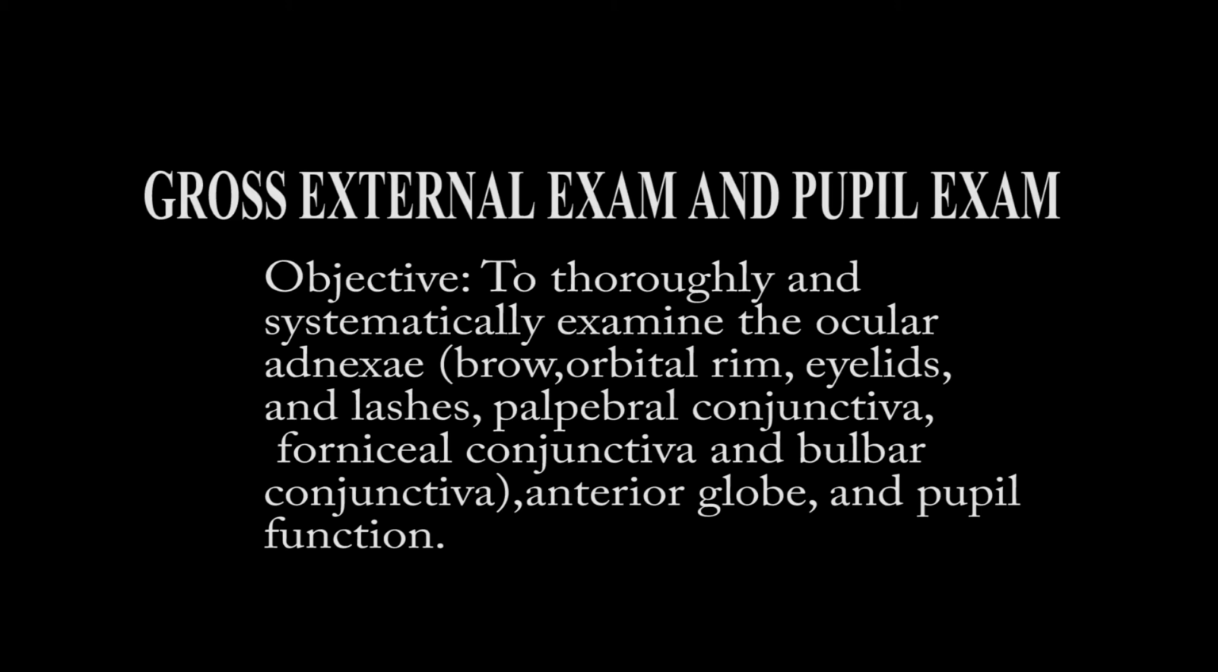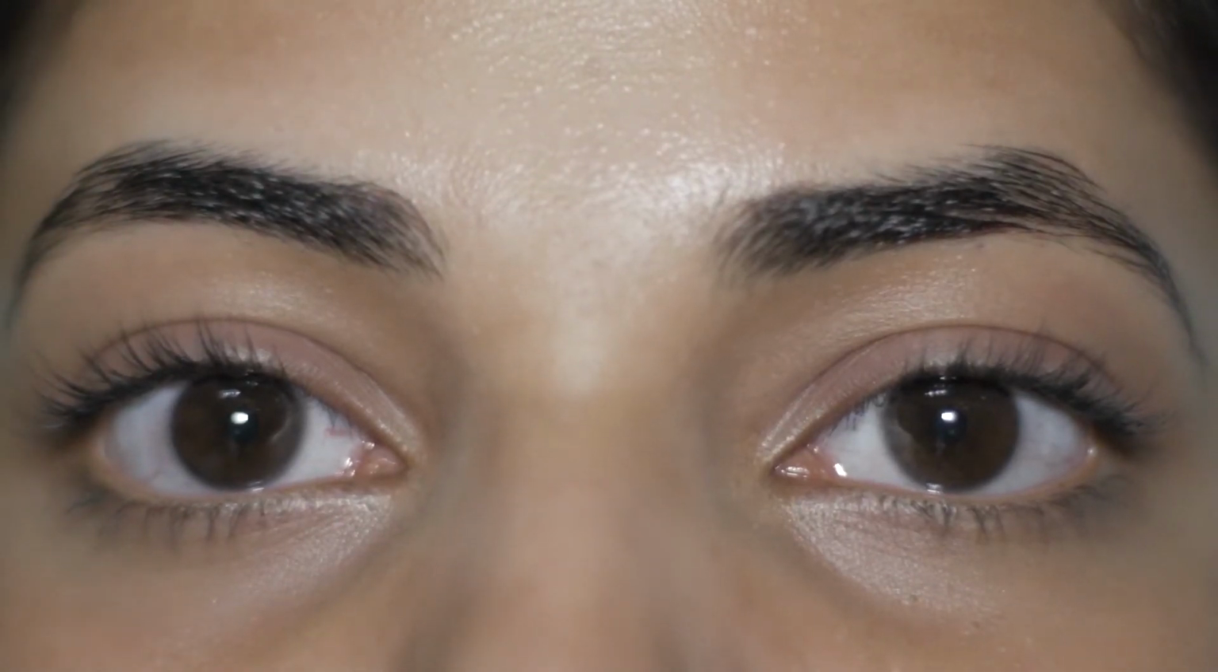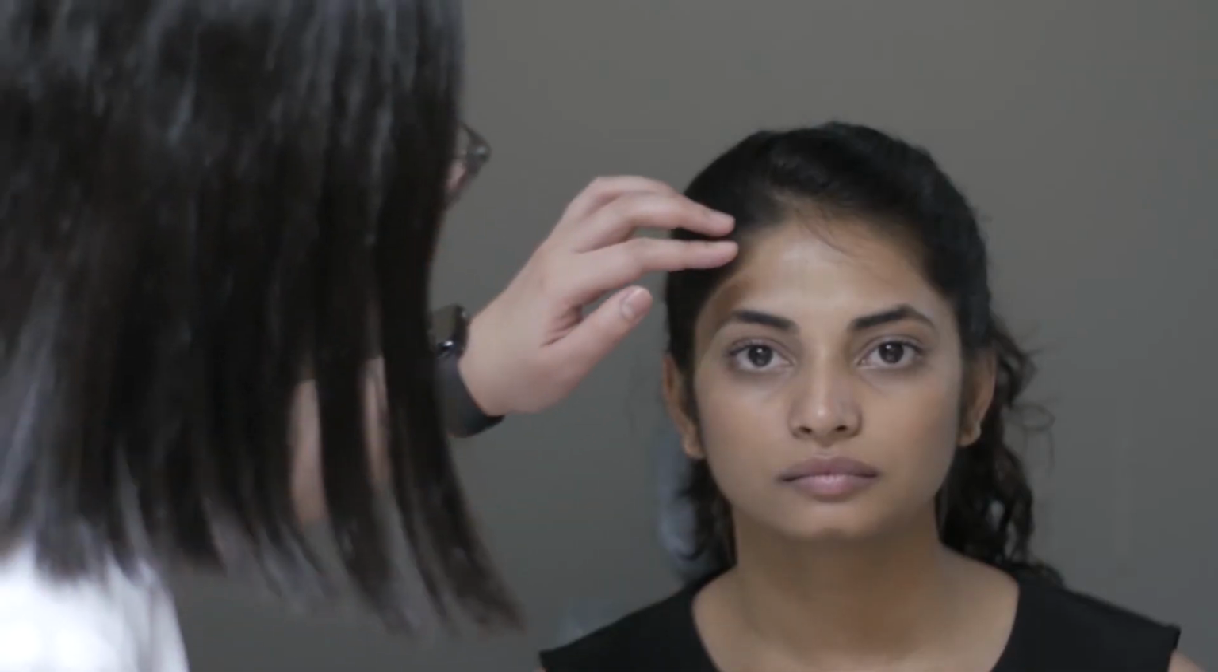Let's begin the gross external exam and the pupil exam. The objective is to thoroughly and systematically examine the ocular adnexa, which comprises of the brow, orbital rim, eyelids and lashes, palpebral conjunctiva, forniceal conjunctiva, and bulbar conjunctiva, as well as the anterior globe and pupil function. Let us proceed to the gross external examination. Let's start with the right eye.